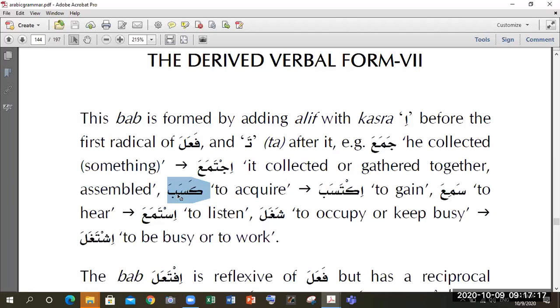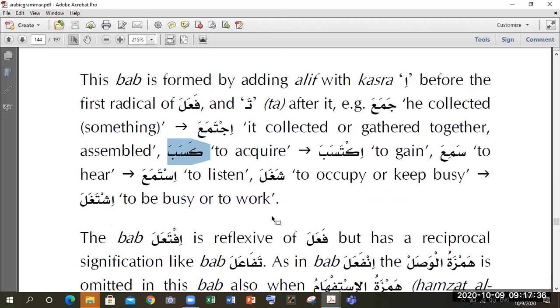So, iktasaba, again, to gain. Istama'a, to listen, to hear. Shagala, to occupy, meaning to be busy. In Urdu also we use this word, mashghul hona. Ishtaghala, to be busy, to work.